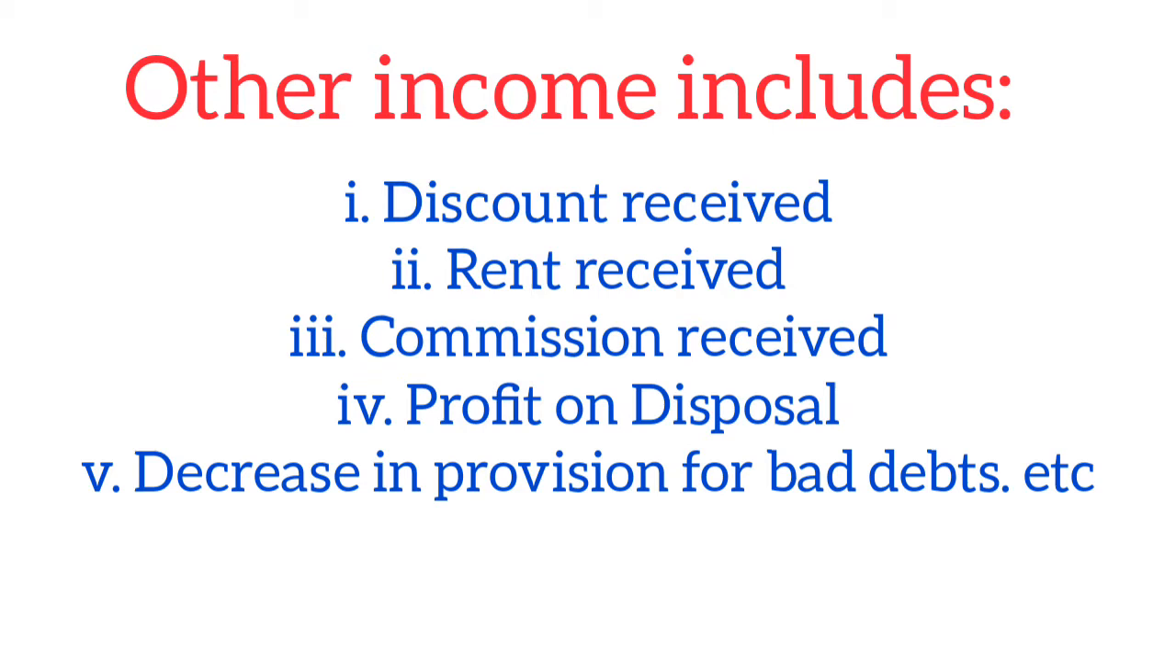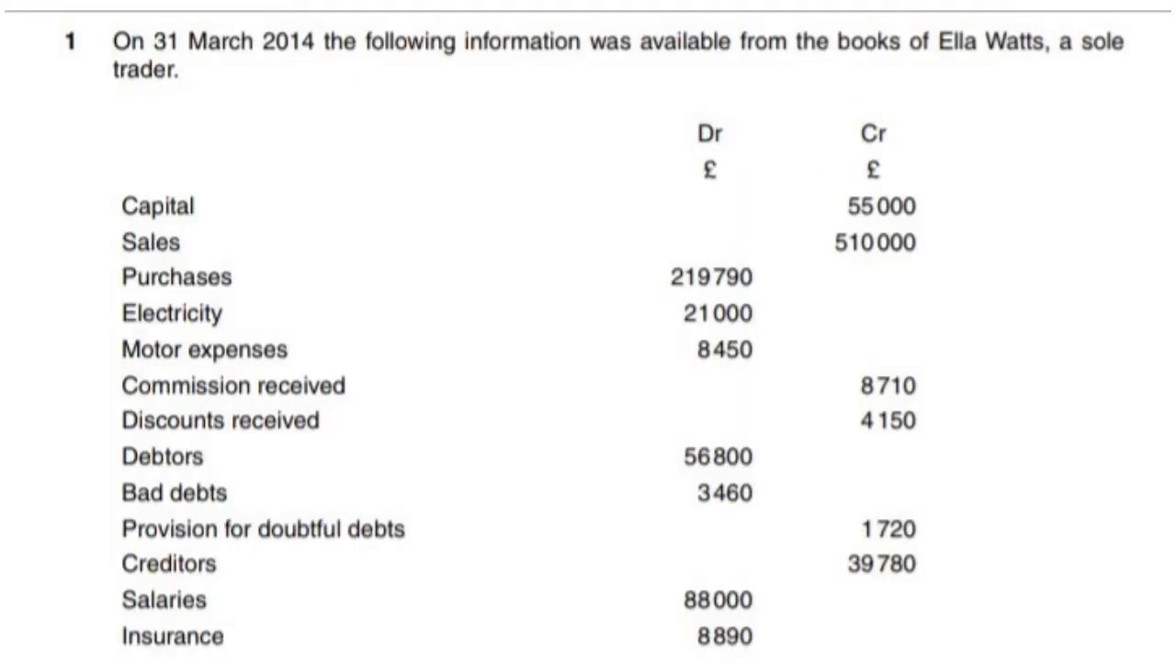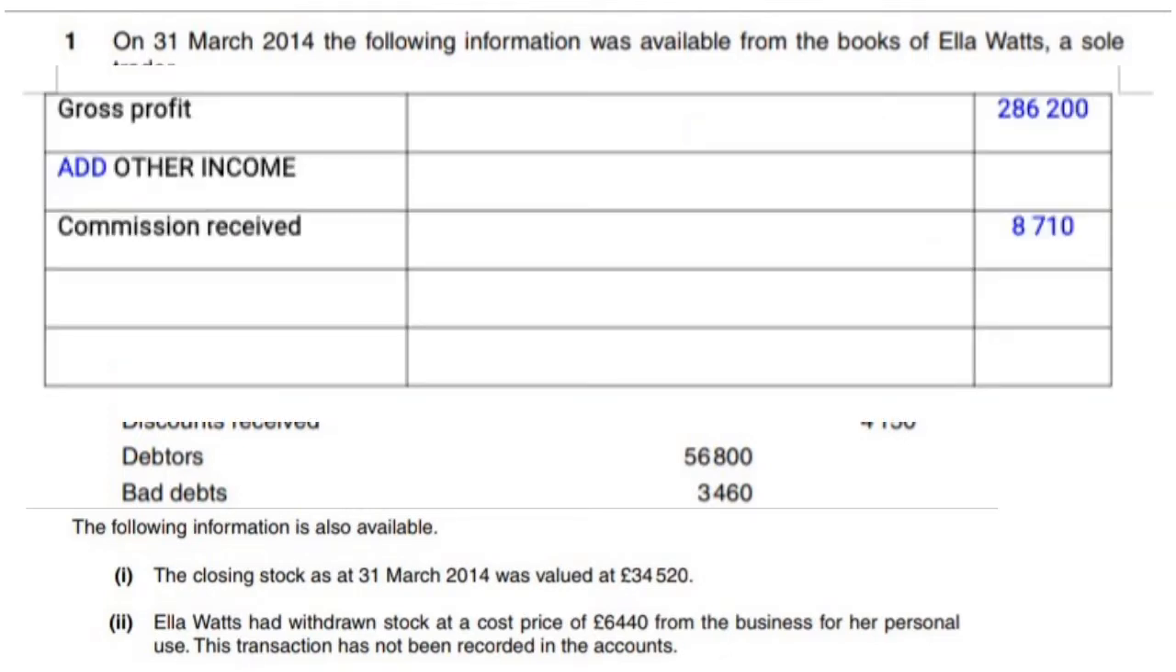Other income refers to both cash and non-cash incomes, which may include discount received, rent received, profit on disposal, or a decrease in provision for bad debts. Those items fall under other income. They increase the gross profit. So I'm going to scan in my trial balance to look for those items. Right, so from top to bottom, the first income that I have encountered is commission received. So I'm going to write commission received.